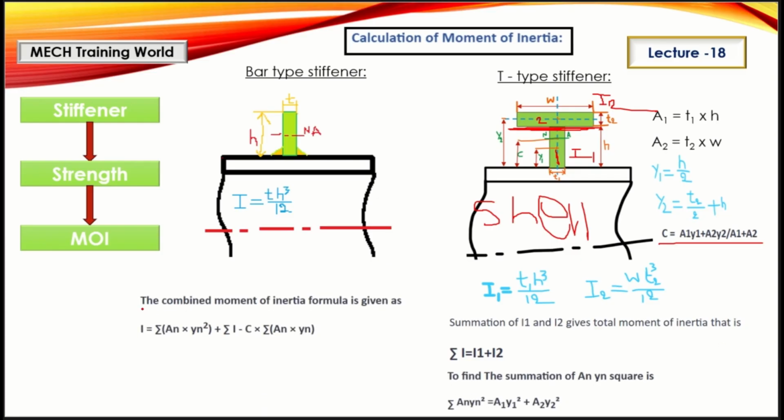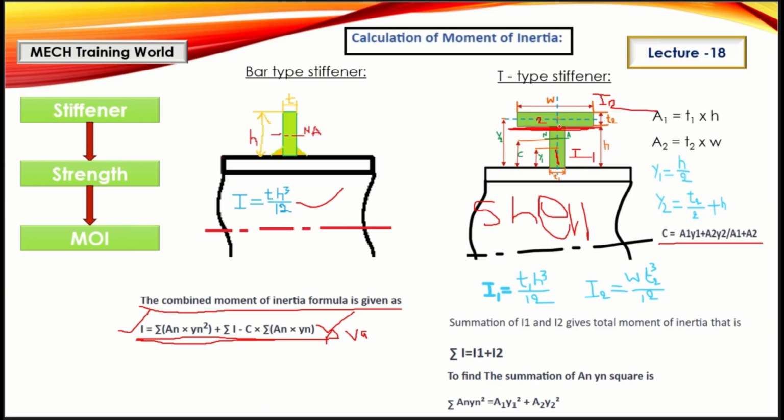So then we need to calculate the combined moment of inertia. So our final agenda is to calculate the combined moment of inertia. So combined moment of inertia is equal to summation of An Yn whole square plus summation of I minus C into summation of An into Yn. So this is our available combined moment of inertia, or available moment of inertia. So if you put values in the first one and this one, you will get a higher moment of inertia for this T type, guys. Okay.